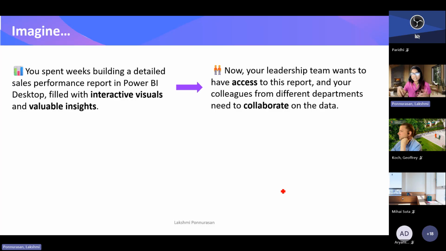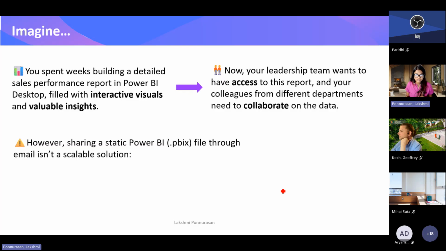And then one of the departments is like, give me access as well. What if you do not have Power BI service, what would you do? You would probably just attach your PBIX into an email and then share it across, right? But that's not the right way to do it. Sharing a static Power BI PBIX file is not scalable, for one. It's going to create version control issues.